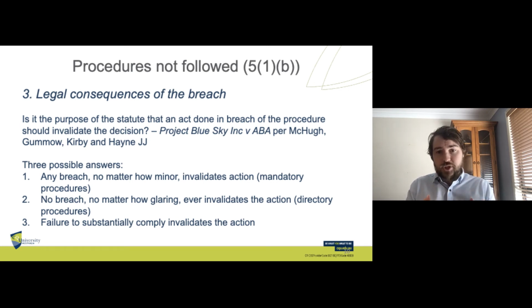And so it's a question of looking at the purpose of the act as a whole to determine what its purpose is and whether failure to substantially comply with the procedure should invalidate the action or not. And that's potentially where you come in, making a persuasive argument on either side about what the purpose of the statute is and whether the decision maker has substantially complied or not.